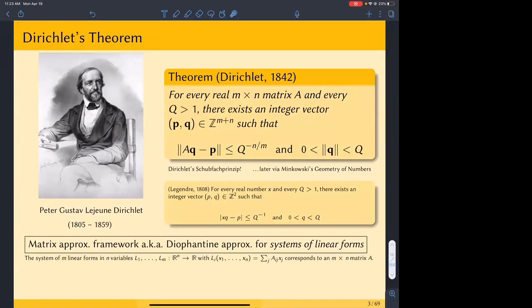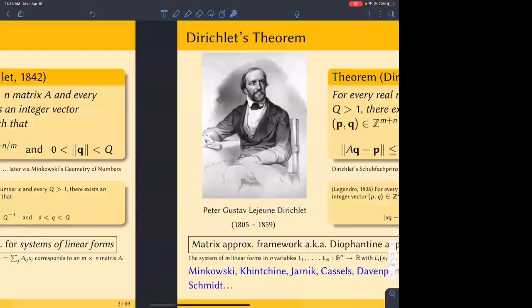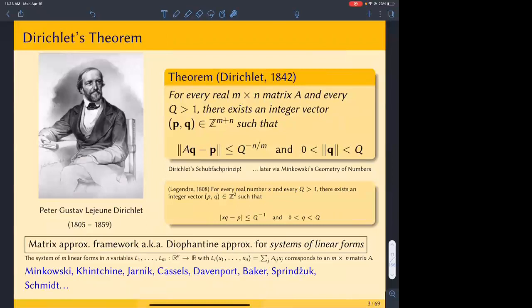Some of you may know about such approximations with various names. In some papers, this is called Diophantine approximation for systems of linear forms, because you can basically think of this matrix A as having m linear forms in n variables. This was intensely studied amongst number theorists like Minkowski, Khinchin, Jarník, Cassels, Davenport, Baker, and Schmidt.